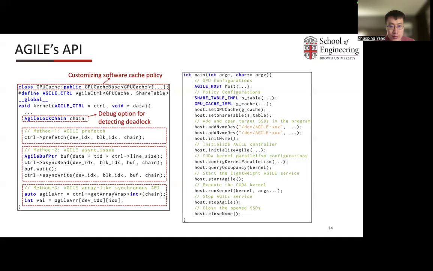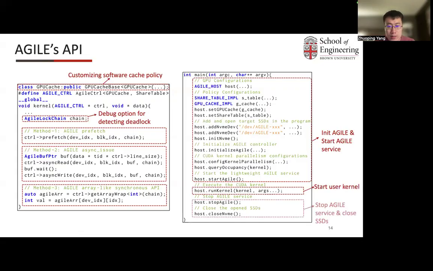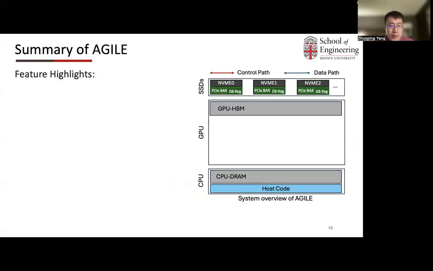The CPU's program is also very simple. The users only need to initialize Agile, start the Agile service, and call the user kernel. Once the user kernel is done, you just need to stop the Agile service and close it. So it's very simple. And here is a summary of the Agile system.